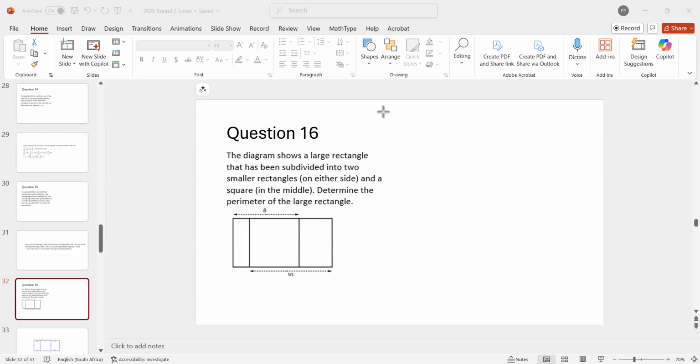three, oh, I see, two smaller rectangles on either side and a square in the middle. So the middle one is a square. Okay. And you got a rectangle here, you got a rectangle here. And they give you some distances. They say this is 8 and this is 10. It's not very clear. So this is 10 here. Okay, those are the only two distances given. And they ask you to find the perimeter of the larger rectangle.